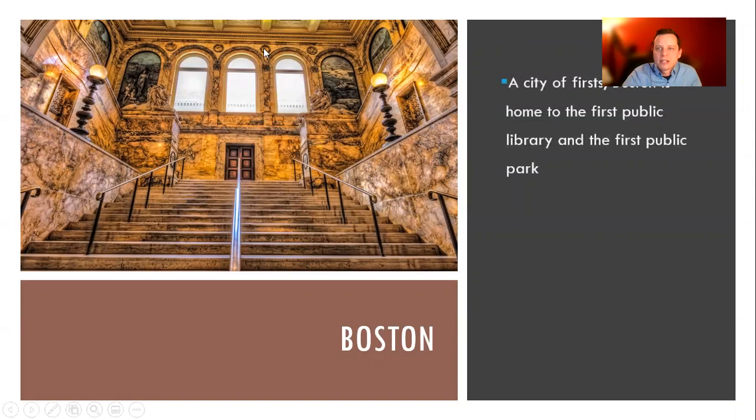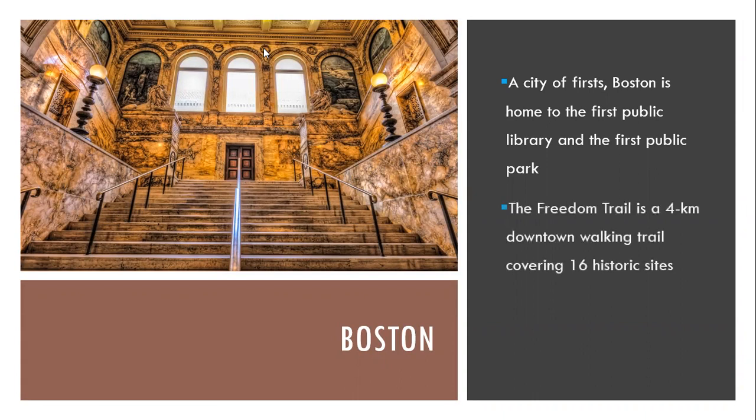This city is a city of firsts. A lot of the first things happened there. So the first public library in the United States was in Boston. The first public park in the United States was in Boston. And also in Boston, you have something called the Freedom Trail. And this is an example of something you want to highlight. You'll put a star, write down, big star, big highlight, Freedom Trail, Boston, and then we'll look at more of that, but something to remember.